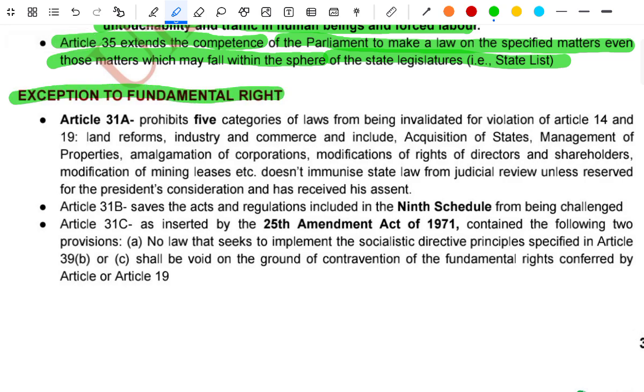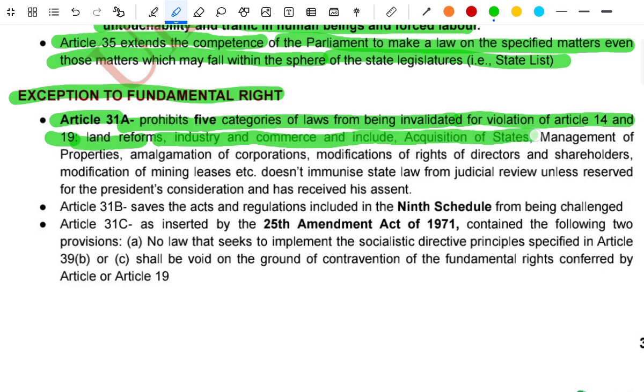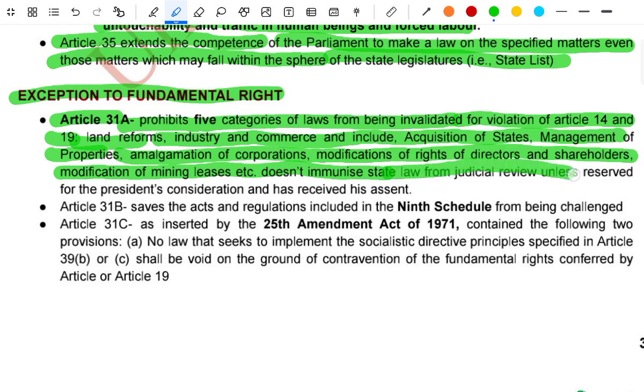Exceptions to the fundamental rights. Article 31A prohibits five categories of laws from being invalidated for violation of Article 14 and 19. These relate to reform of industry and commerce, and include acquisition of estates, management of properties, amalgamation of corporations, modification of rights of directors and shareholders, and modification of mining rights.